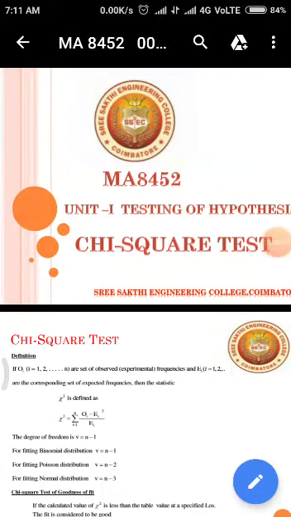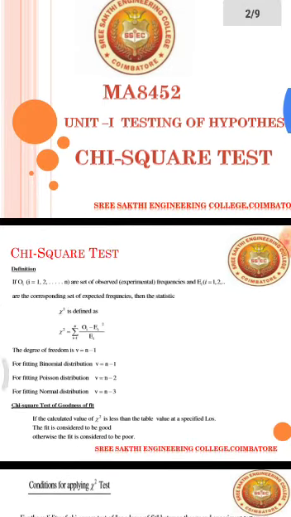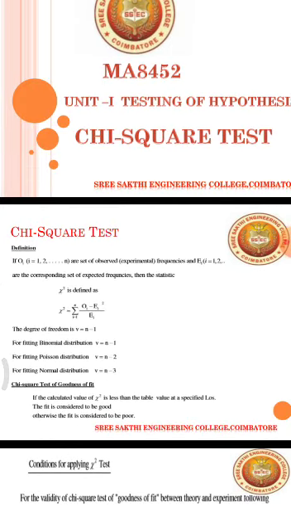Students, today we are going to see about the chi-square test. First, the definition: what is meant by the chi-square test? The chi-square test of goodness of fit is a test to find if the deviation of the experiment from theory is just by chance or it is due to the inaccuracy of the theory to fit the observed data.